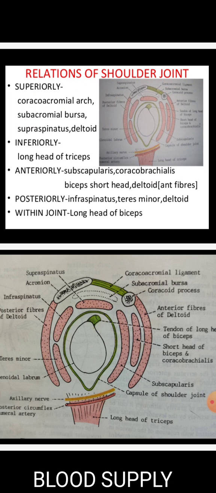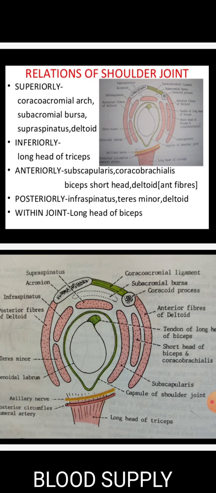Now coming to the inferior aspect, you can see on the inferior aspect only one structure is related to the shoulder joint, that is the long head of triceps. The long head of triceps arises from the infraglenoid tubercle of the glenoid cavity. I am mentioning it continuously because that is why it is related to the shoulder joint.